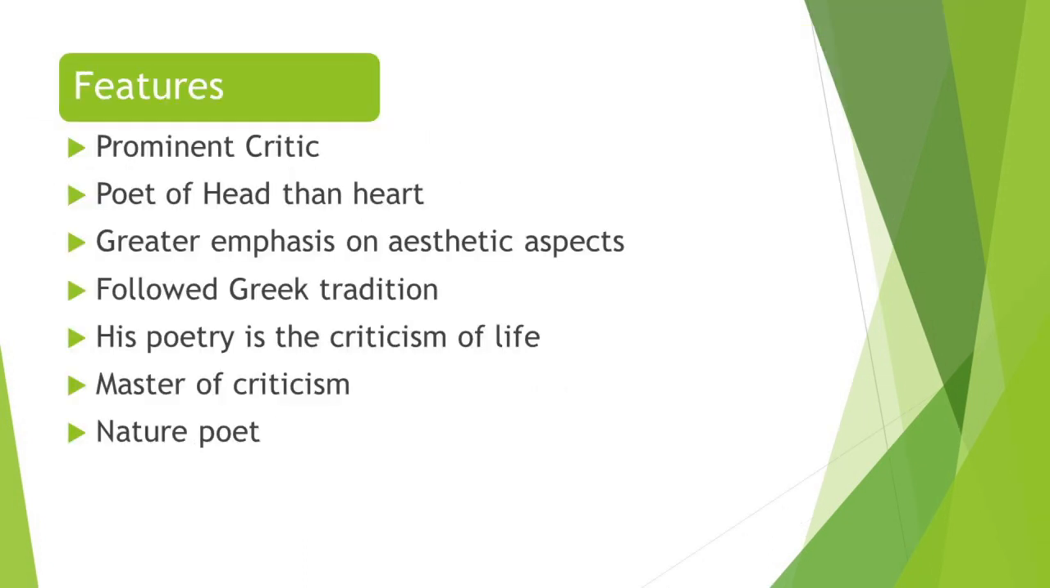Okay, his feature of writing: prominent critic. He was a prominent critic. He analyzed different sorts of literary texts and gave opinions. He was the poet of head rather than heart. It means he was reason oriented, and he put great emphasis on the aesthetic aspect. The aesthetic aspect was his center in writing. He followed the Greek tradition. Okay, his poetry is the criticism of life. He gave evaluation regarding the lifestyle of the people. He was the master of criticism, and he was the poet of nature.